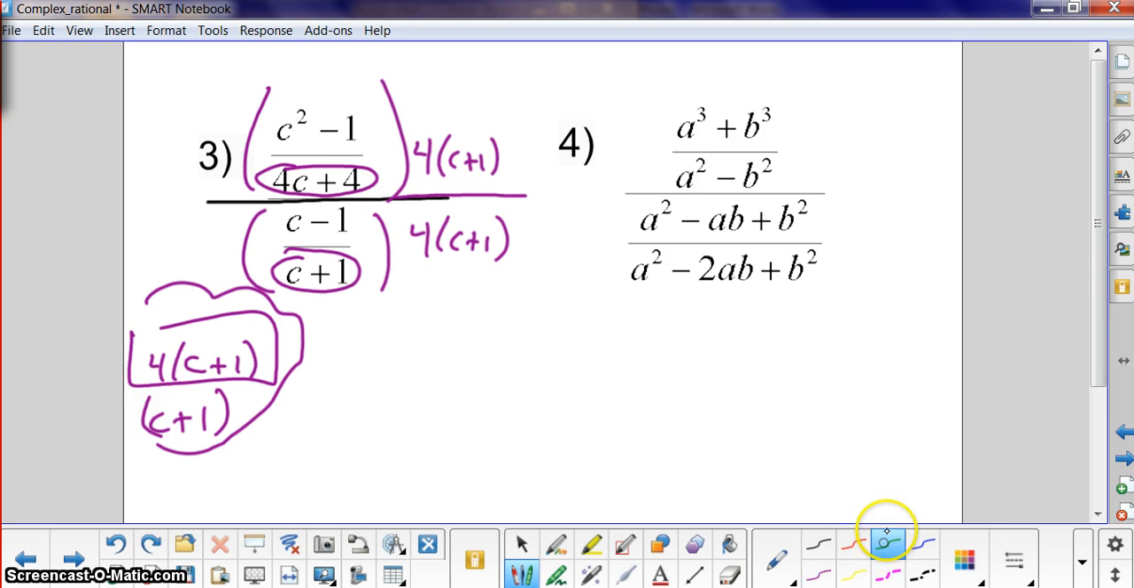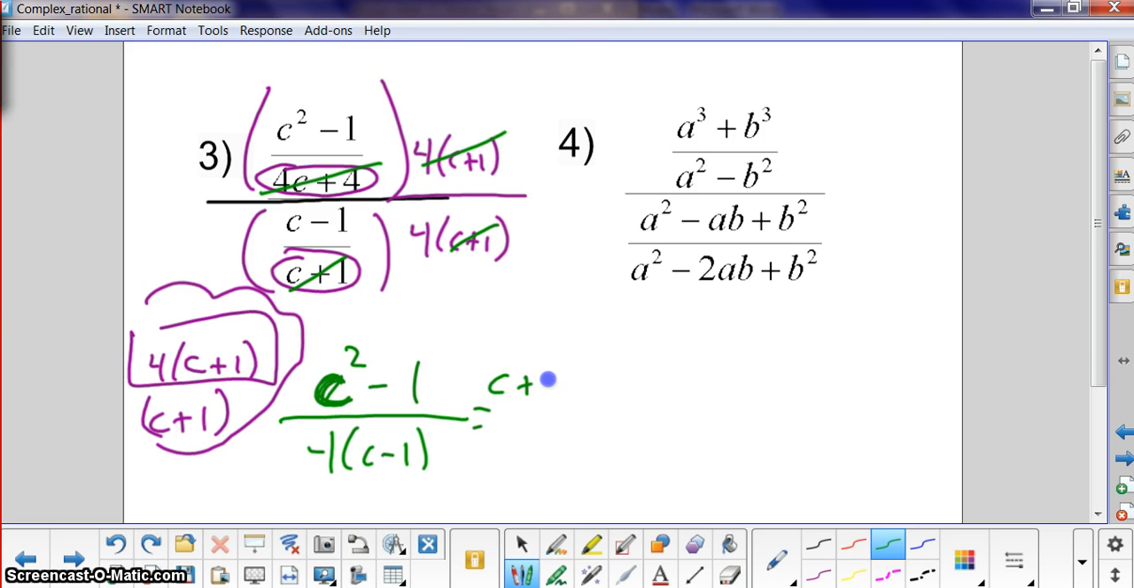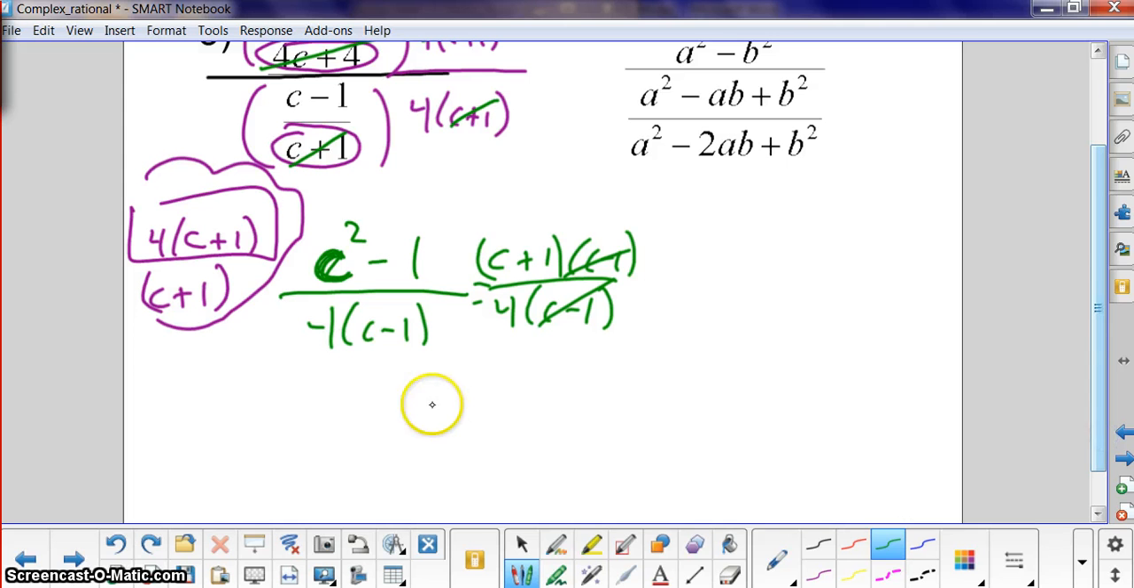And you know, if you really truly find the LCD, the reducing should become simple. Like notice here, this and this reduce, and I'm simply left with c squared minus 1. Here the c plus 1 and the c plus 1 will reduce, and I'm left with 4 times c minus 1. Now this might be done, except c squared minus 1 is a difference of squares. That's c plus 1, c minus 1, and down here I have 4 times c minus 1. The c minus 1's cancel, and so therefore my final answer is going to be c plus 1 over 4.